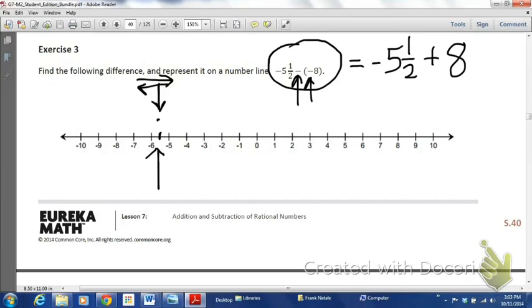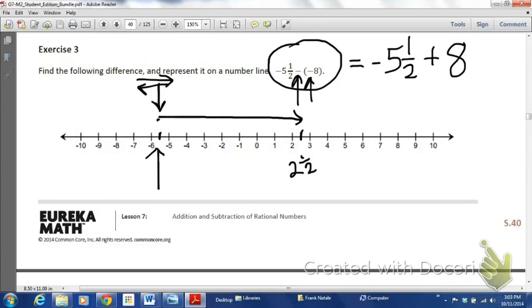So we're going to move to the right 8 units, and that's going to take us to, here we go, 1, 2, 3, 4, 5, 6, 8. Okay, and that's going to get us over right there, and that is positive 2 1/2. Okay, we're on the positive 2 1/2. Okay. All right.